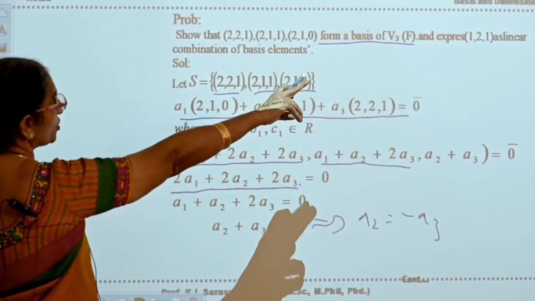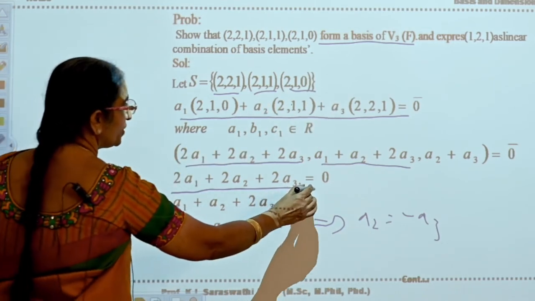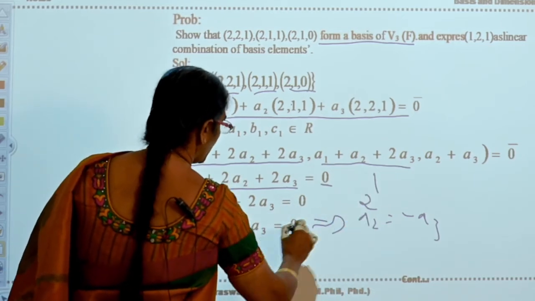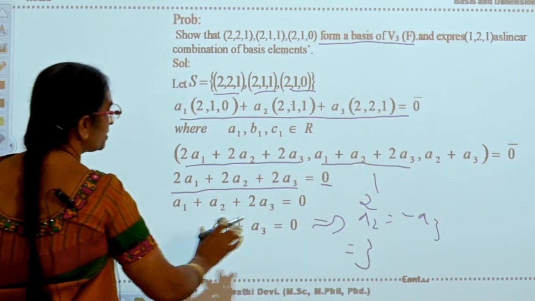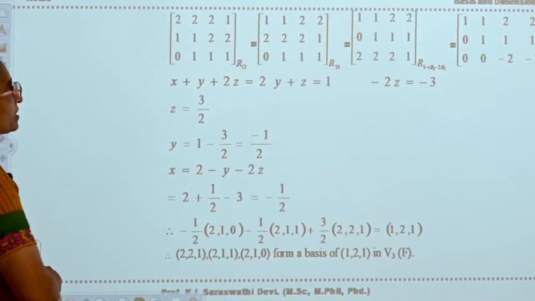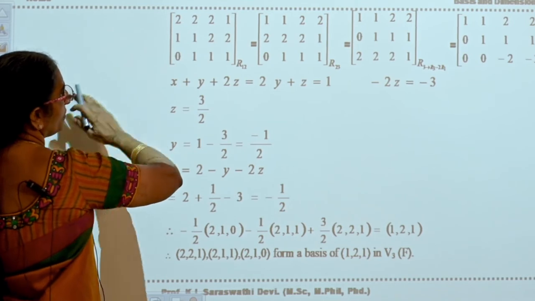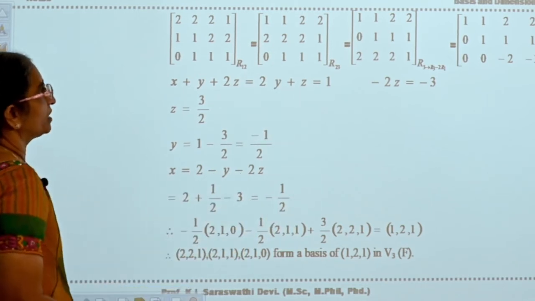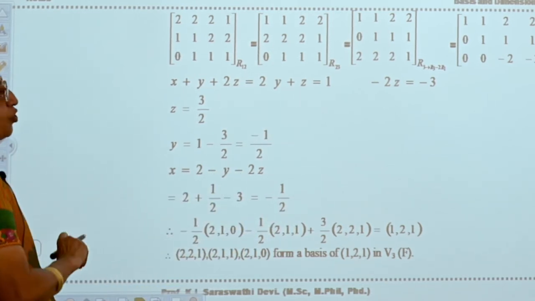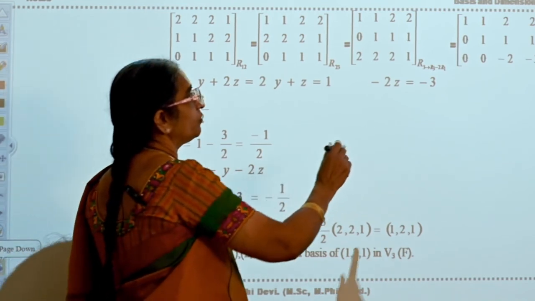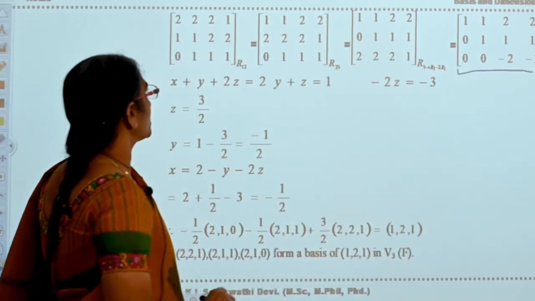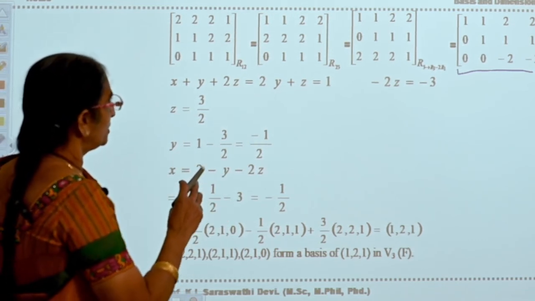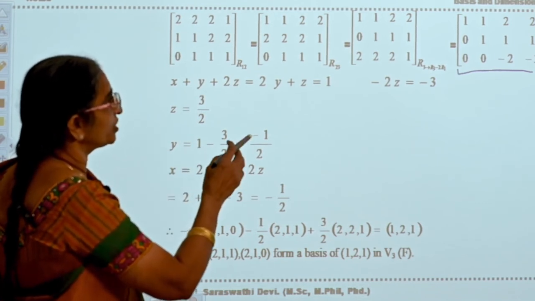Now you have to express (1,2,1) as a linear combination. Then instead of equating to 0, you have to equate this to 1, this to 2 and this to 3. Writing these three equations in the form of a matrix, the first three columns are as in the previous one. The last column is the other one, (1,2,1), which you have equated now. So write like this and apply the row operations and try to resolve it. Now write the equations again. x plus y plus 2z is equal to 2. y plus z is equal to 1 and minus 2z is equal to minus 3.